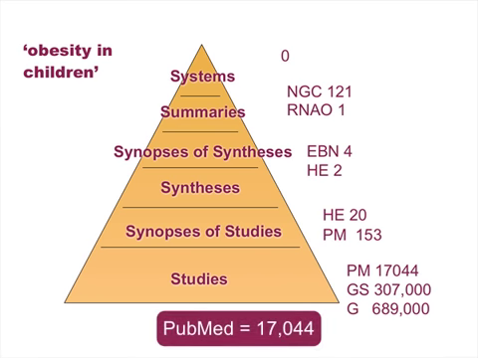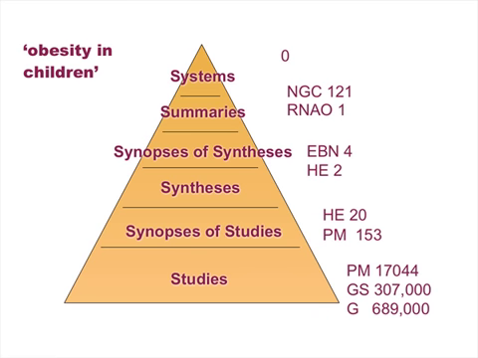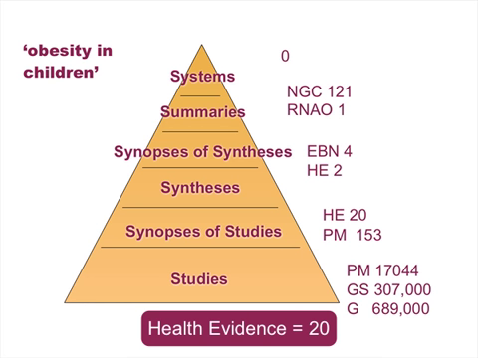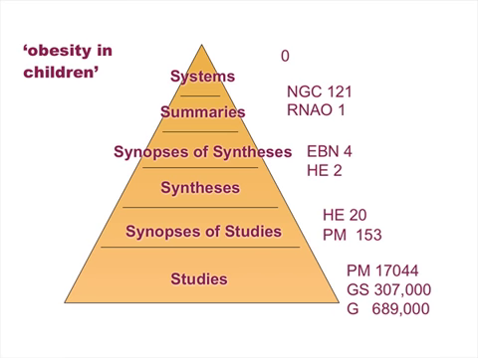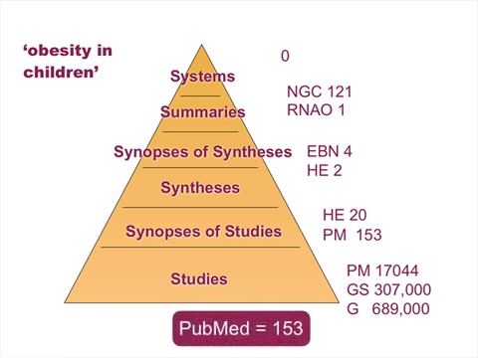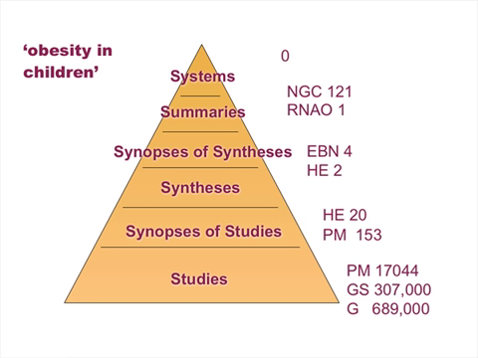When I searched generally in PubMed, it was 17,044 hits, again, way too many. Moving up, when I went to the synthesis level in Health Evidence, I found 20 systematic reviews about obesity in children. Again, these would be quality assessed, and you could limit that search by only the high quality ones. When I used that filter in PubMed, the Clinical Queries, I found 153, so that's still a large number. For the RNAO guidelines, there was one guideline in the National Guideline Clearinghouse, 121 guidelines.